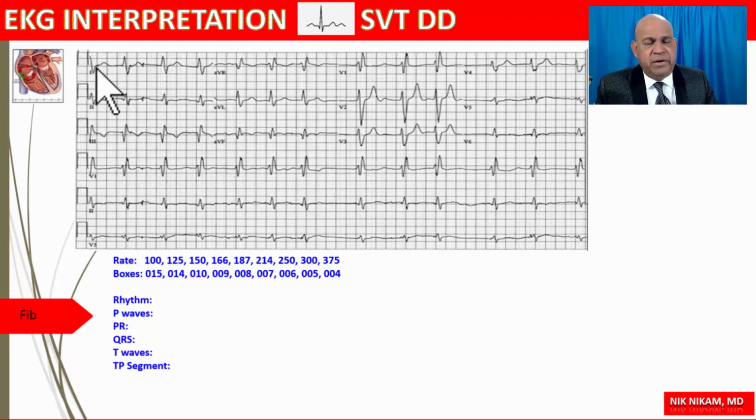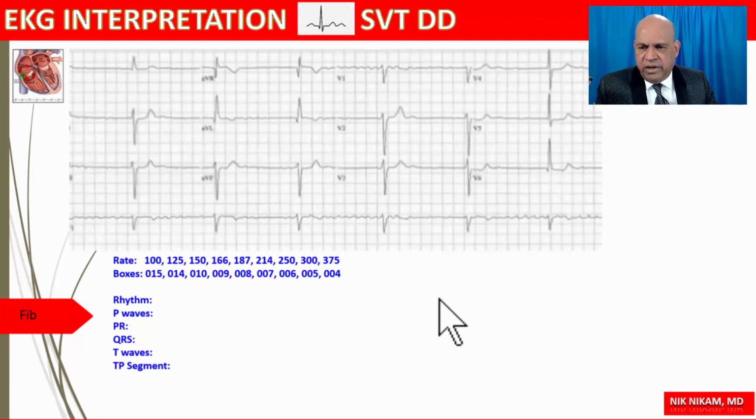Is this paroxysmal sinus tachycardia? No. Atrial flutter could be, but it looks more like atrial fibrillation. It's not multifocal atrial tachycardia because we don't see definite P waves here. So let's move on. Okay, here we have again an irregular atrial activity which looks like atrial fibrillation.